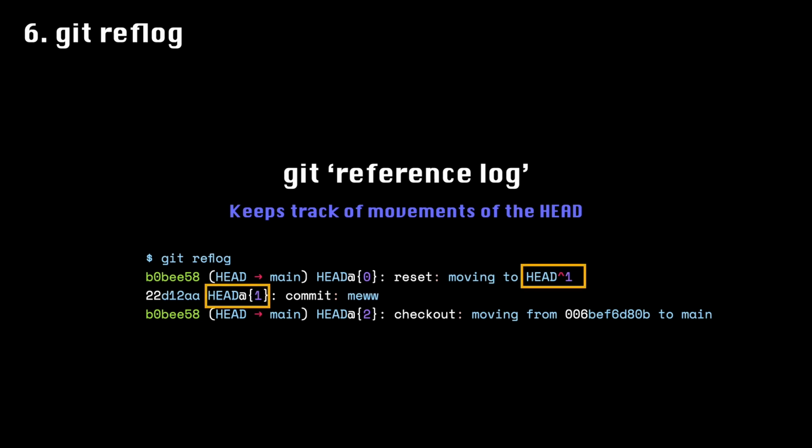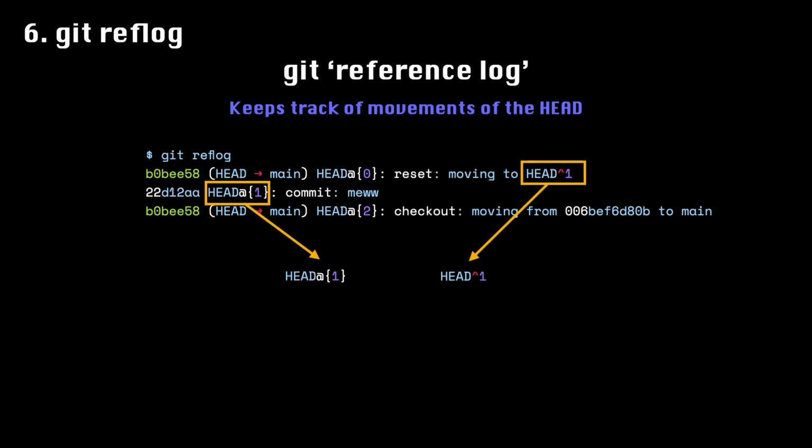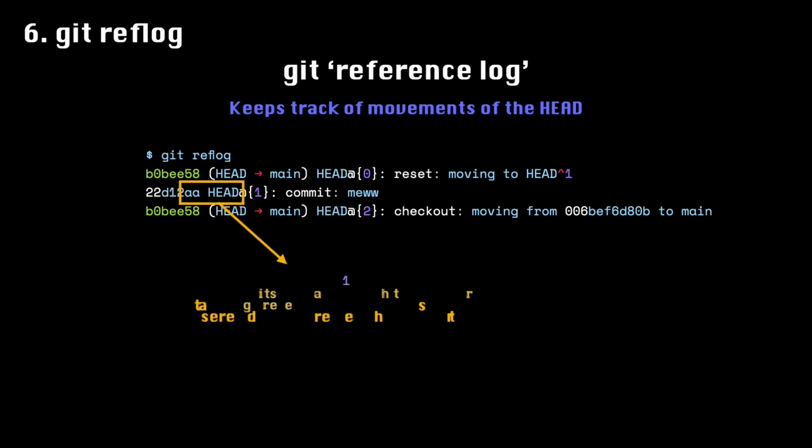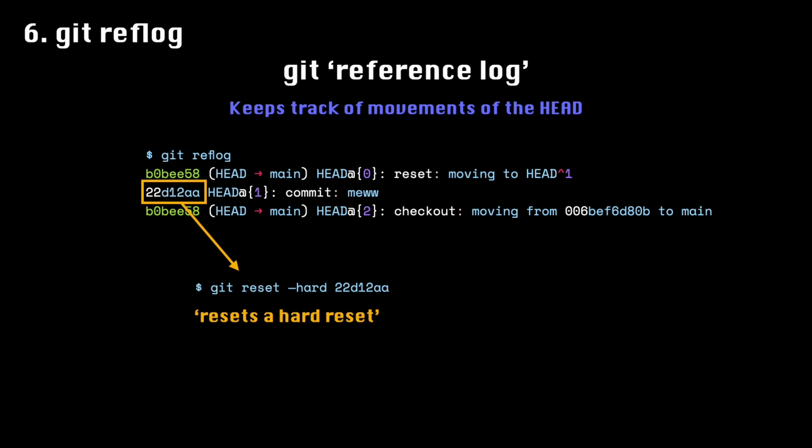Let's take a look at the difference between these two notations within Git. HEAD@{1} represents the location of the HEAD one position ago, while HEAD^1 represents the first commit before the HEAD. We can use the commit shown in the git reflog command to show us where our HEAD has traversed. This is especially useful when trying to undo a hard reset. We just need to find the commit hash before we did a hard reset.